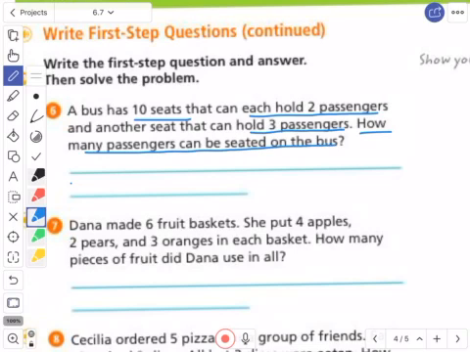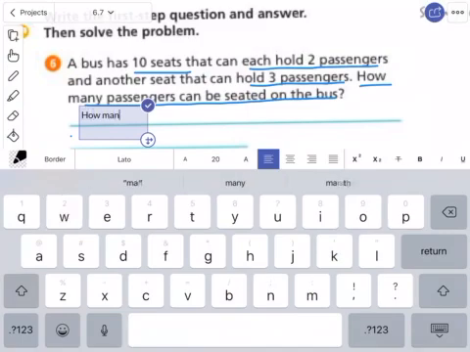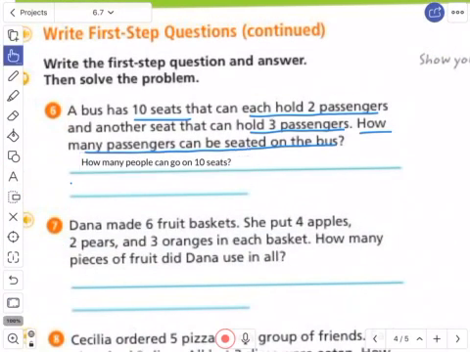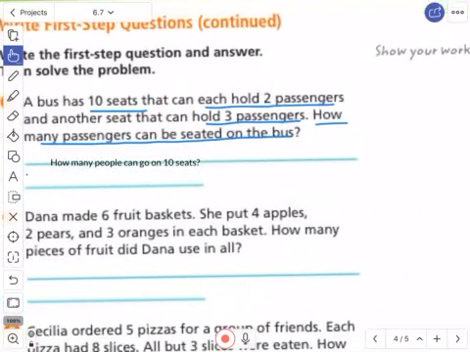So there's 10 seats that can hold 2 passengers each, and another seat that can hold 3. Well, I need to know first, and this time I'm just going to type it out. How many people can go on 10 seats? Okay, so that's what I have to try to figure out first.